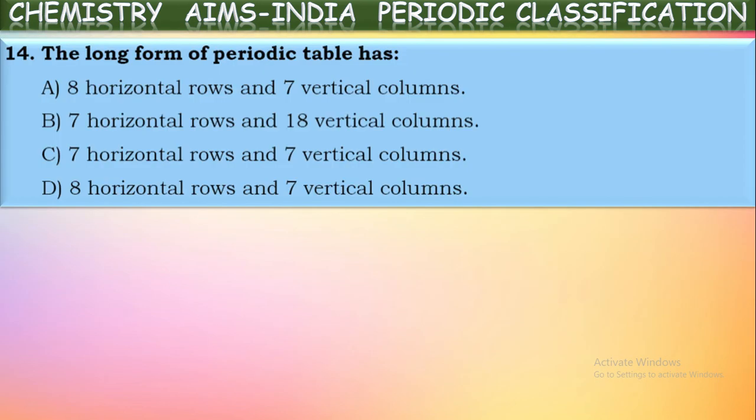Next, the long form of periodic table has. Here they're asking about the number of horizontal rows and vertical columns in the modern periodic table. How many horizontal rows are there? Totally there are 7 horizontal rows which are called periods, and there are totally 18 vertical columns which are segregated as groups. Now we can say there are 7 horizontal rows and 18 vertical columns in the modern periodic table.